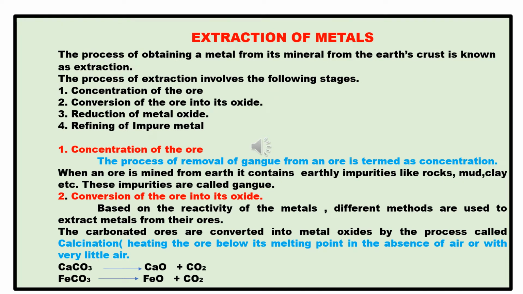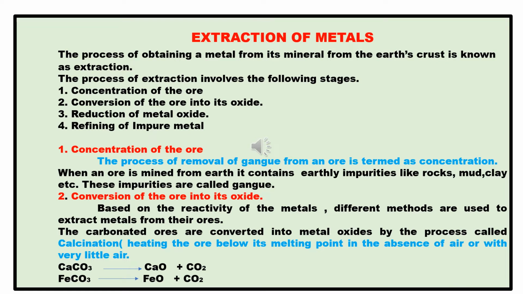Another ore, that is ferrous carbonate, iron carbonate. When we heat it in the absence of air, the carbonate gets decomposed into carbon dioxide, and oxygen combines with iron. We get ferrous oxide, and carbon dioxide is being released. So this is how we convert a carbonate ore into its oxide.